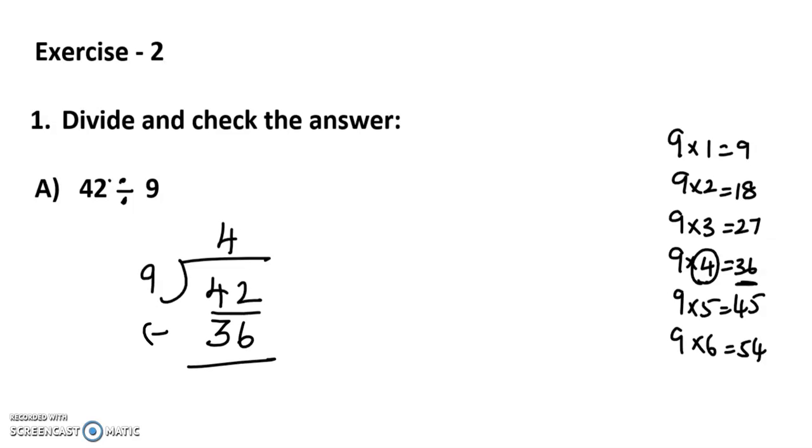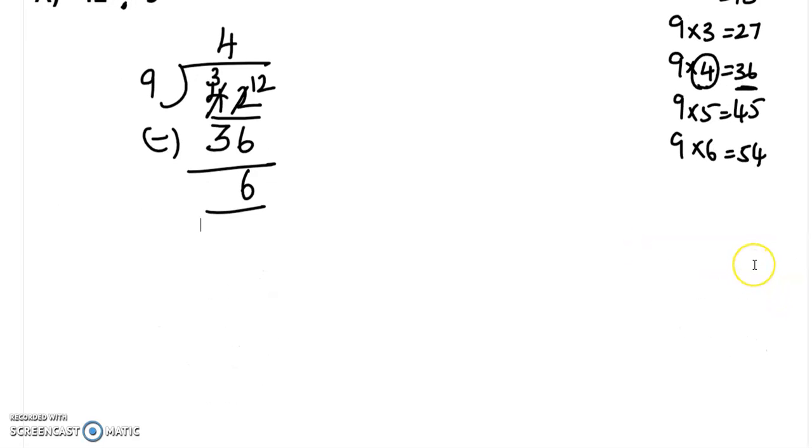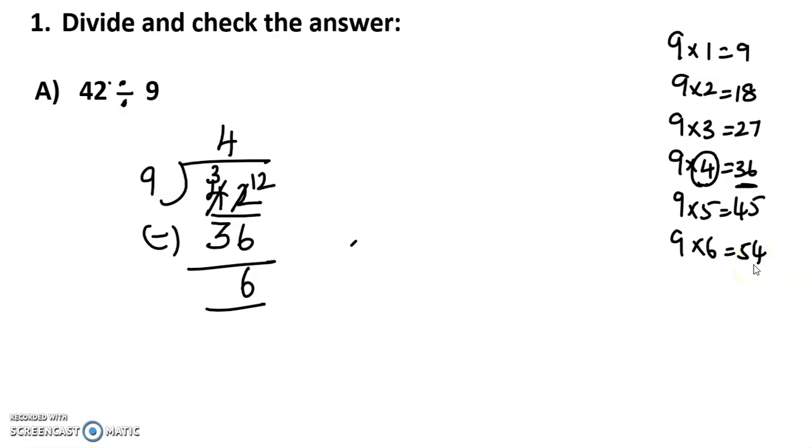So if you subtract 2 minus 6, we can't subtract. So we have to borrow from 4. So it becomes 3, and the 2 becomes 12. So 12 minus 6, 6 (after 7, 8, 9, 10, 11, 12). Then 3 minus 3, 0. So what is the quotient? Quotient equal to 4. Remainder equal to 6.